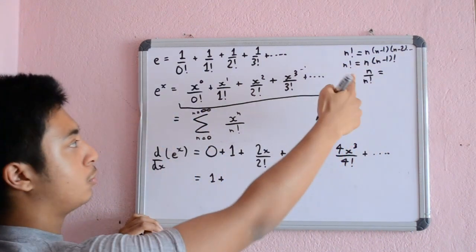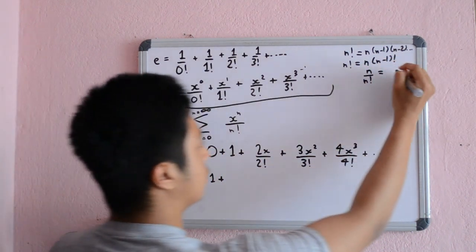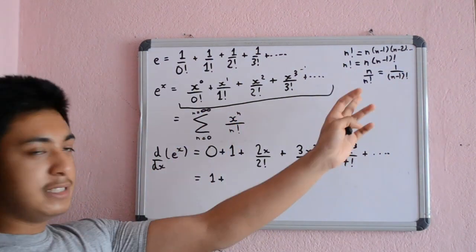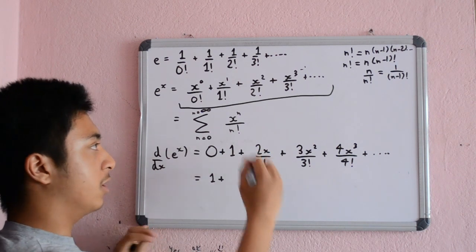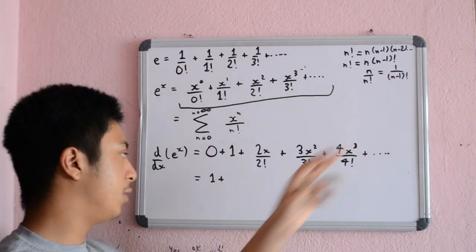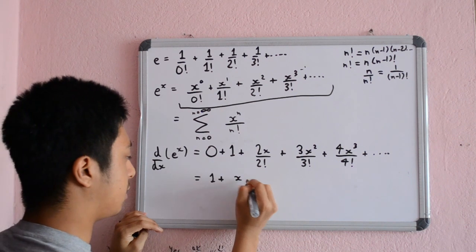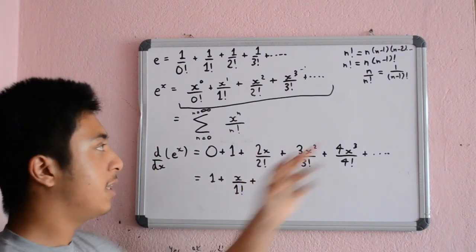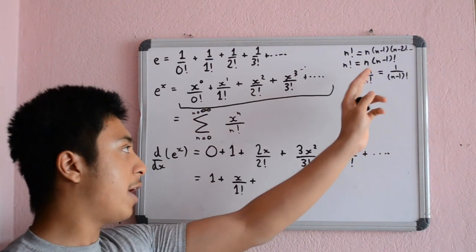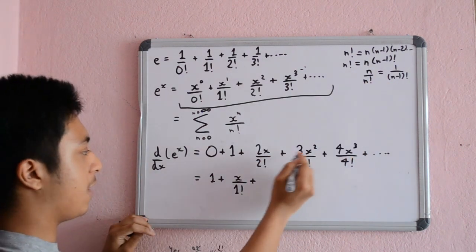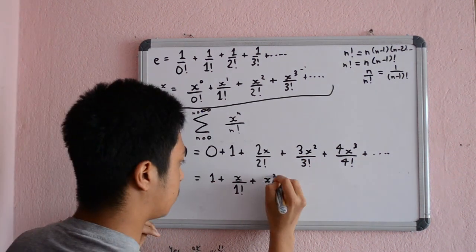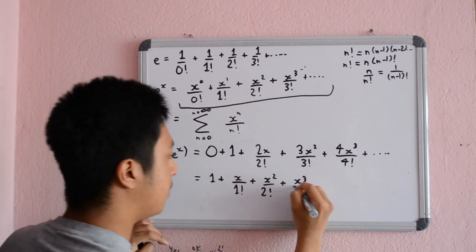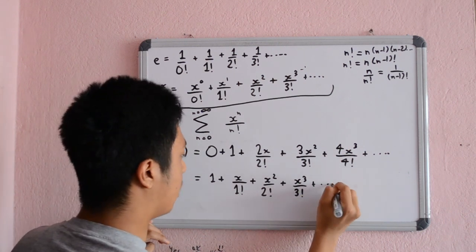So this will be equal to, here the n minus 1 factorial goes down like this. What that means is here 2 by 2 factorial will give us 1 by 1 factorial, and this is just 1 by 1 factorial into x, so this is just this, plus here for 3 it will give us 1 by 2 factorial, and when you multiply it with x squared, it's just x squared by 2 factorial, and with the next one it will give us x cubed by 3 factorial and so on.